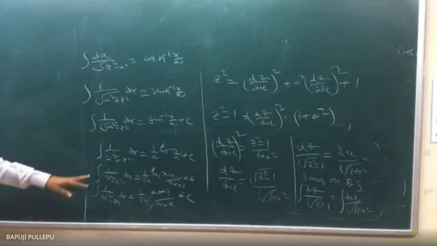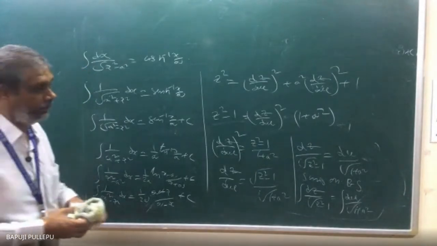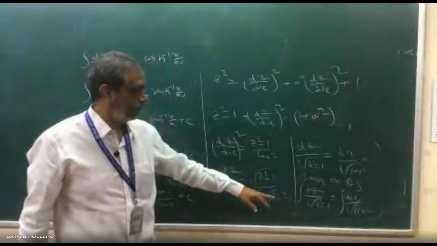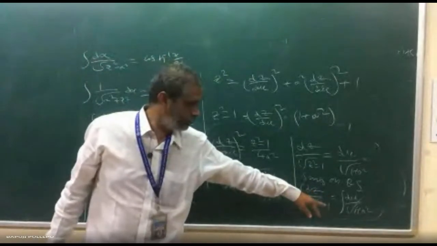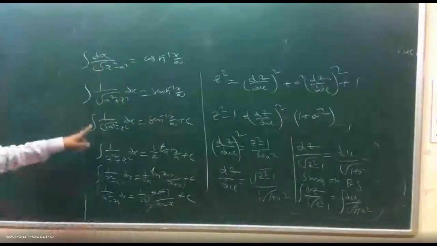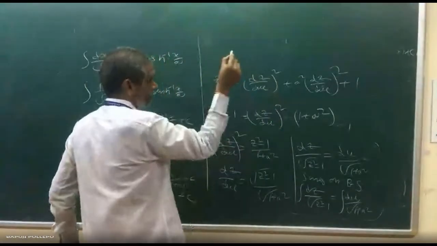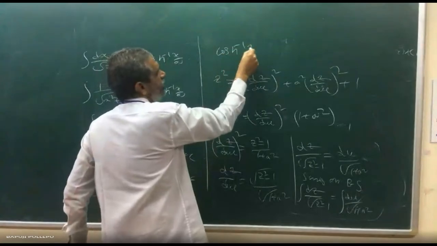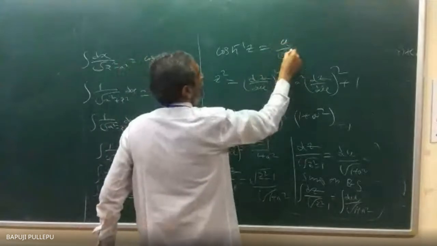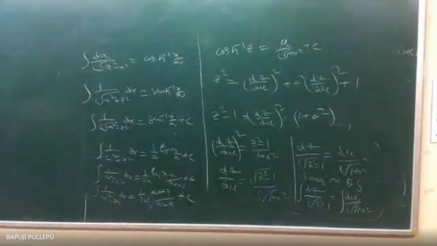Now come on. These 9 formulas are very important. Suppose you know this, what is the answer now? Cos h inverse of u by a plus c. That is the answer. You can write the complete integral, but the formulas you can write up here. Then this solution I will write again. Cos h inverse of z is equal to what? That is u by a first, where u is equal to x plus a, that is the complete integral. Correct?